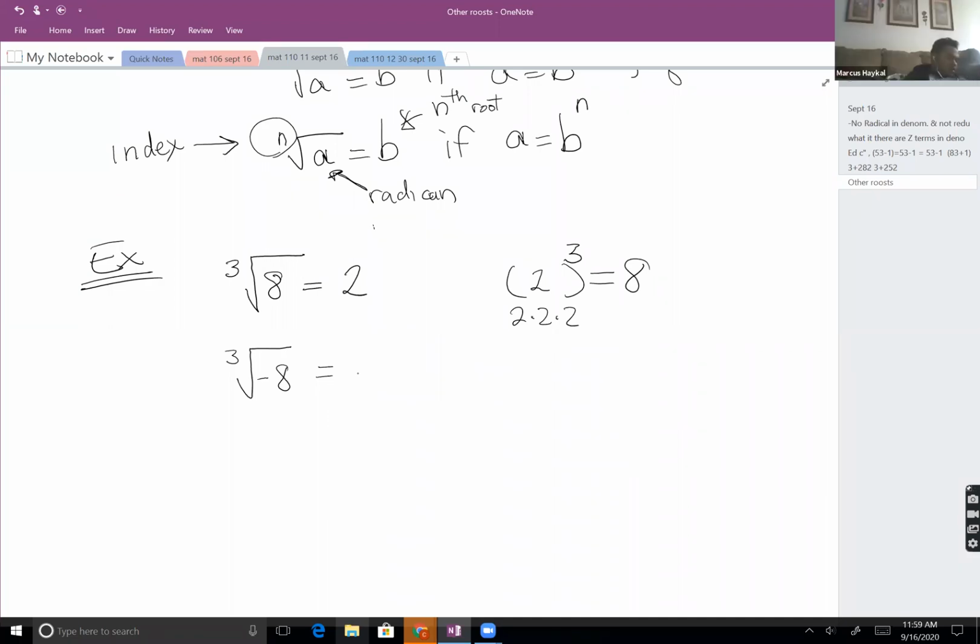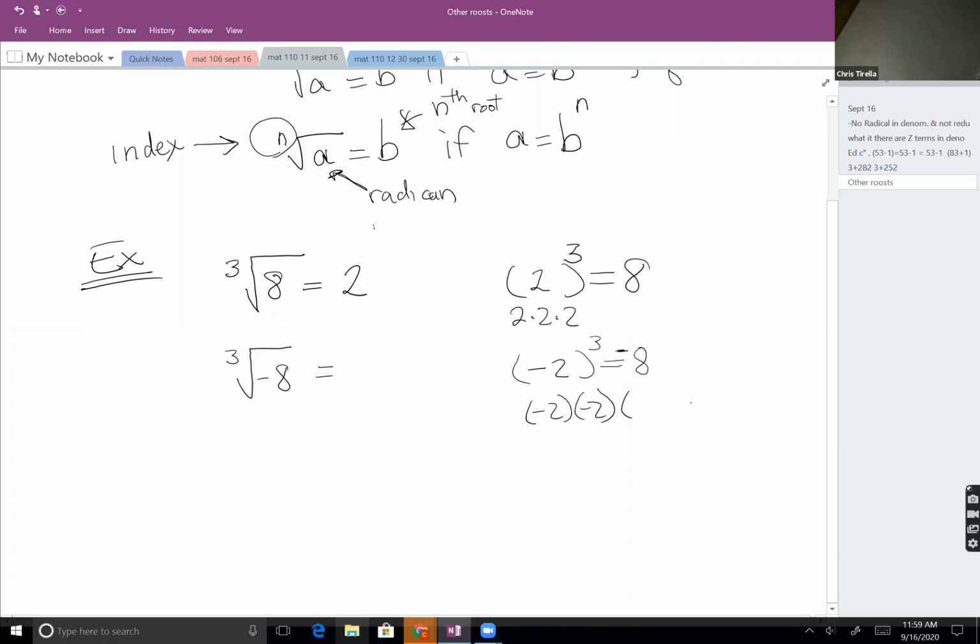What's interesting is if I have an odd index, I can have a negative under the radical. Really? Because if I were to take negative 2 times negative 2 times negative 2, if I had 3 negative numbers, wouldn't the product be negative? Yeah. So if the index is odd, you can have a negative radicand.